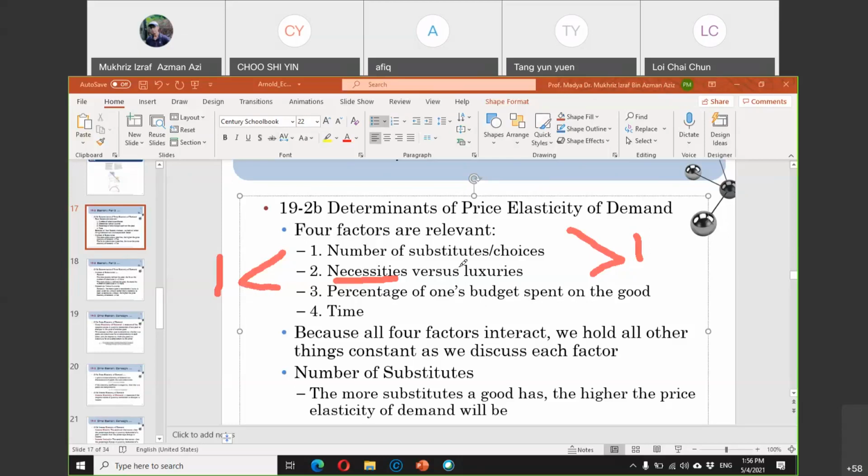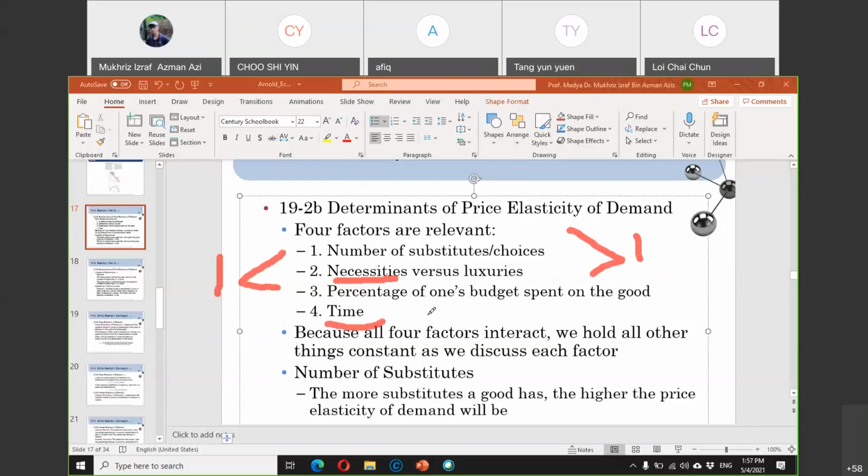But if you spend a lot of money on that particular good from your income, the demand will be more elastic, because any small change will affect the portion of your income spent on that good. Okay, and then time: the more time you have, the more elastic your demand will be. Why? Again, use your own common sense. You can adjust your spending habit.